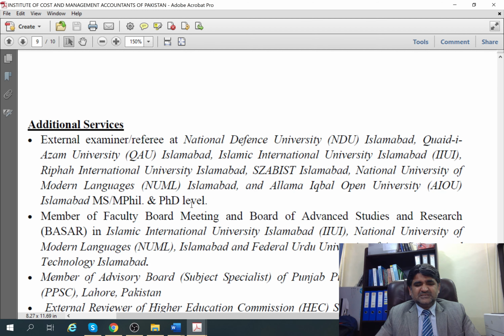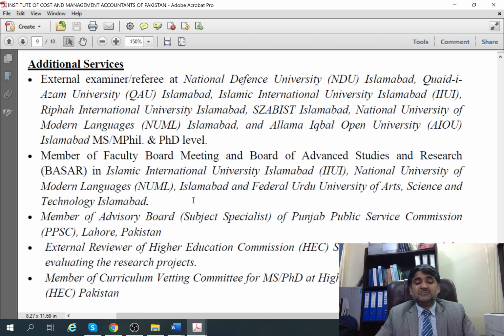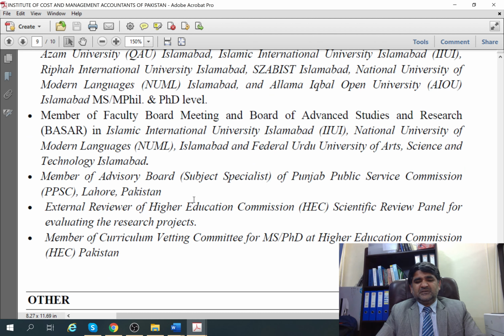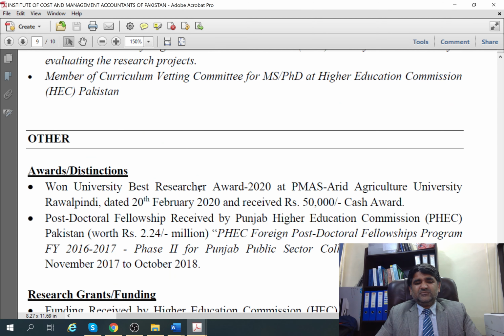Then you can place that either you are part of any faculty board meeting or board of advanced studies. You can place there if you are a member of an advisory board, and whatever you have worked with different research communities or different universities, you can place here. Then you can mention if you have some distinctions or awards.